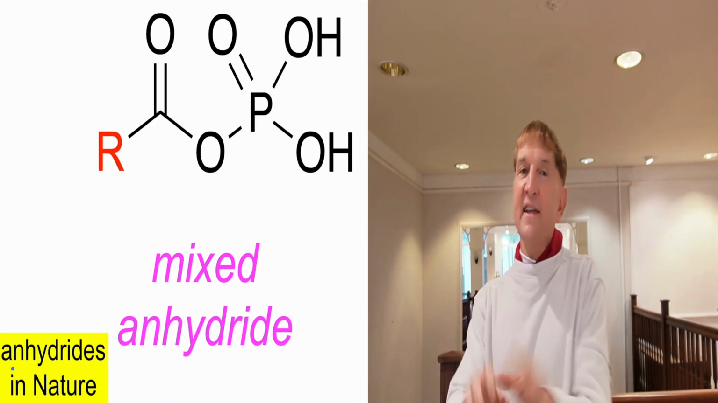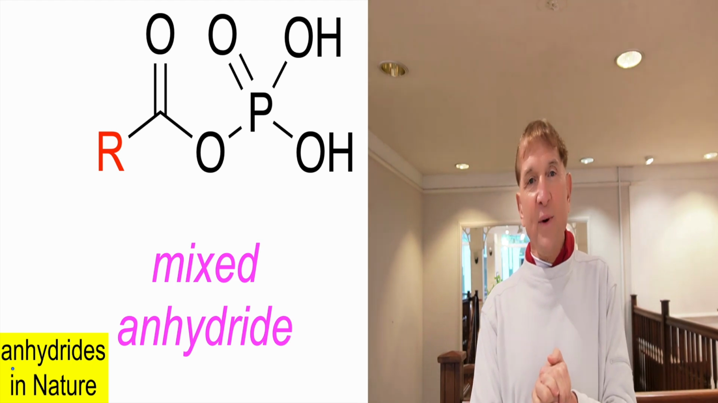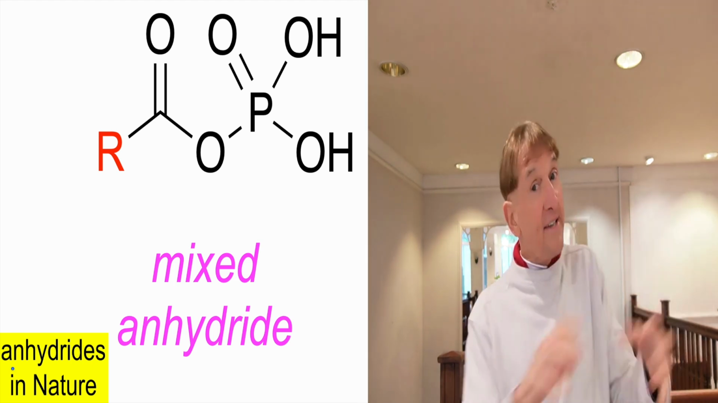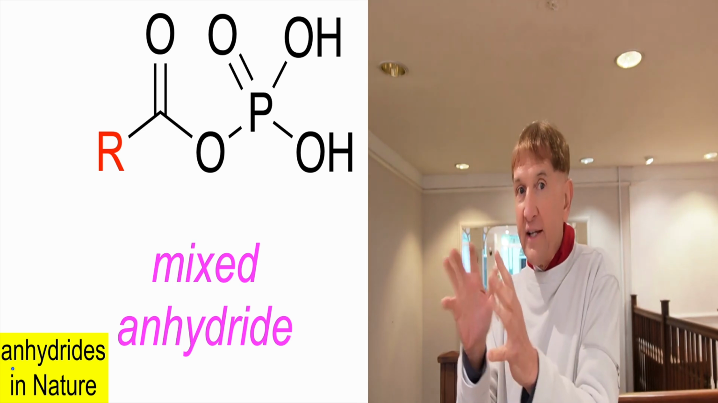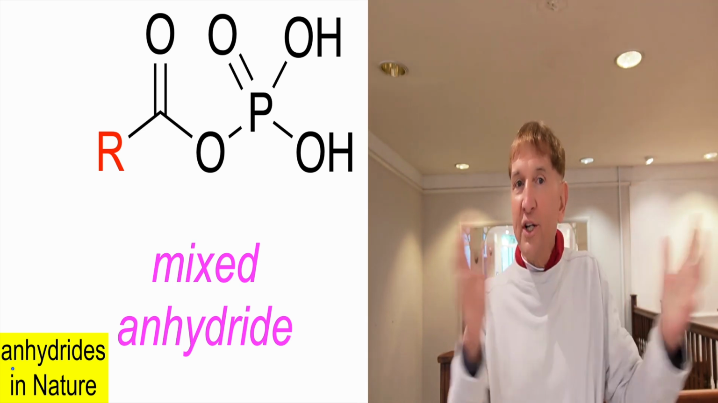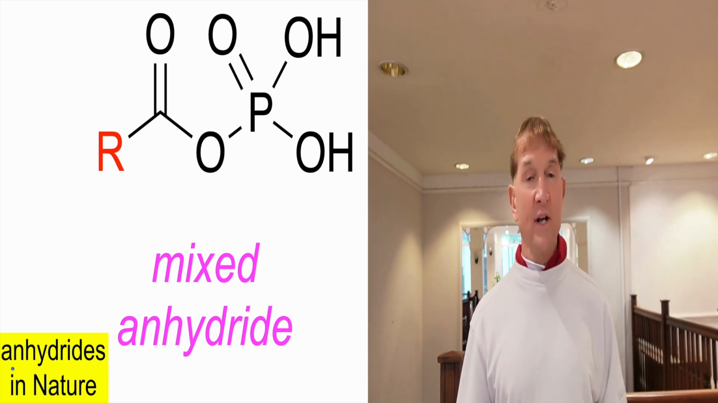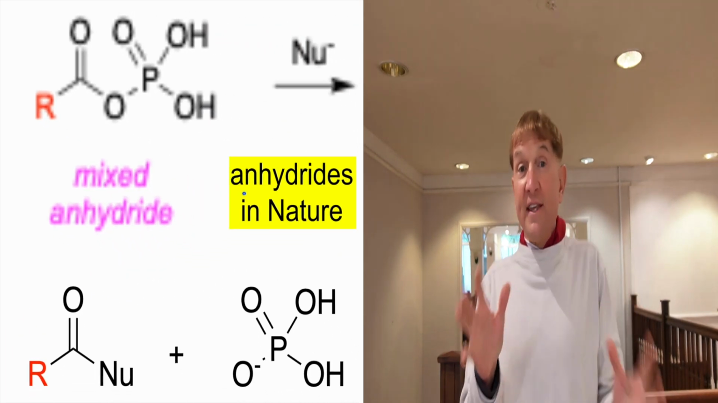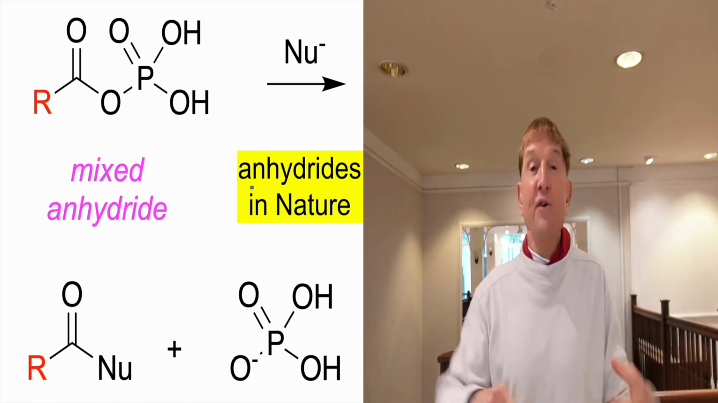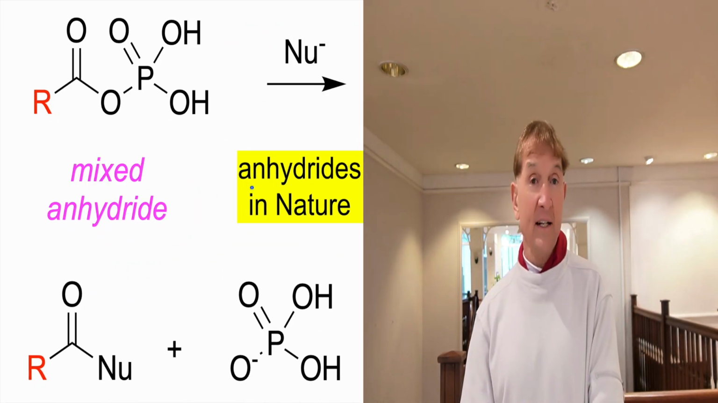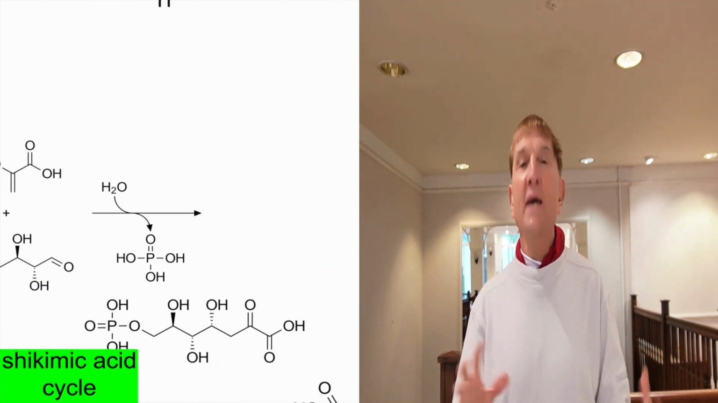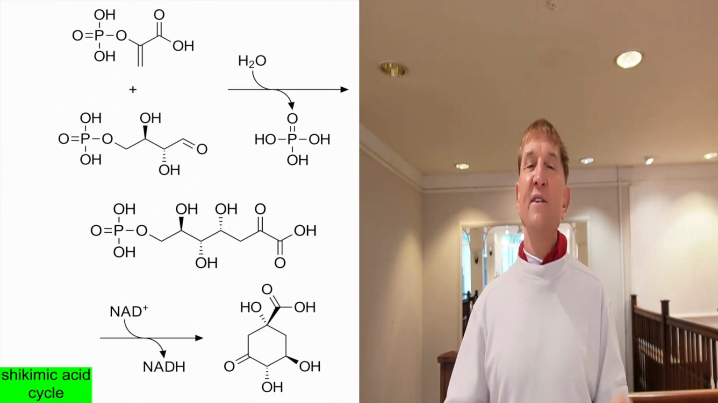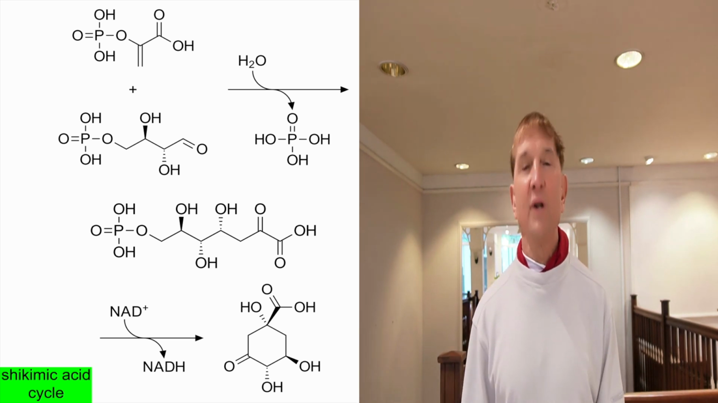It uses anhydrides like this one to transfer acyl groups. And when that happens, that phosphate is helping the whole molecule to be more water soluble. Nature uses this anhydride, this is phosphoenol pyruvate, at the start of the shikimic acid pathway. The shikimic acid pathway is fundamental to life in plants.